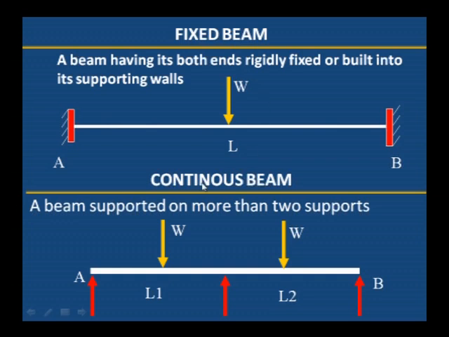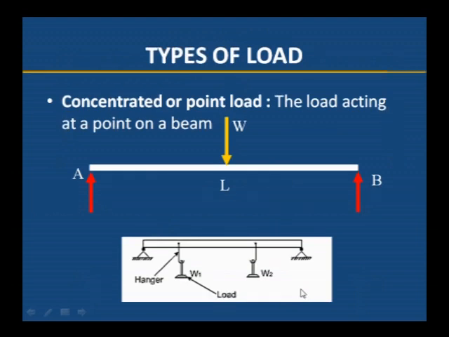Fixed beam. When both ends are fixed, it is known as a fixed beam. It will be encased in the column, both A as well as B sides encased inside the column. That type of beam is known as a fixed beam. Then continuous beam. If it has more than two supports, it is known as a continuous beam. Here we can observe three supports; it is continuous over the second support.